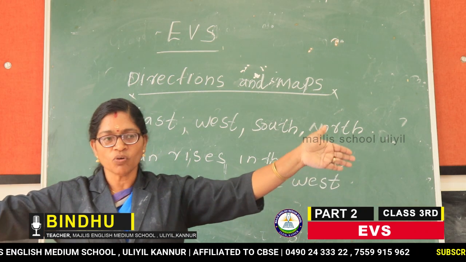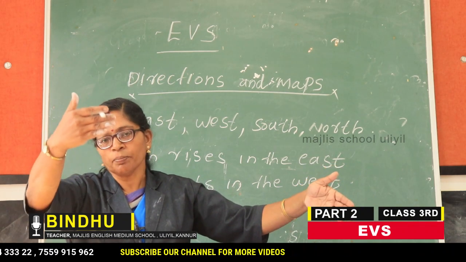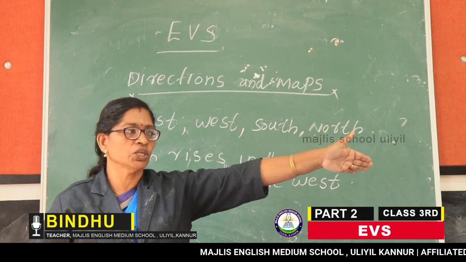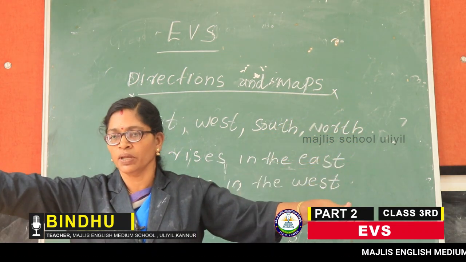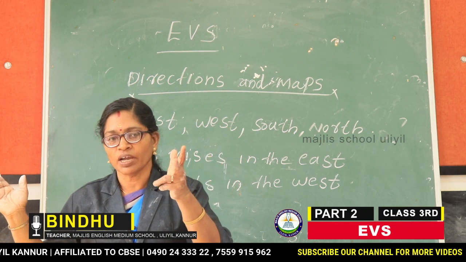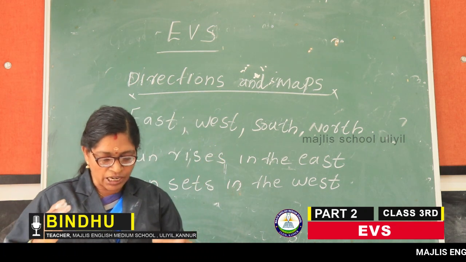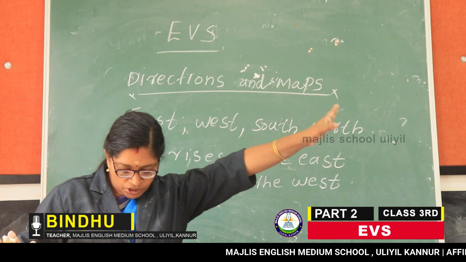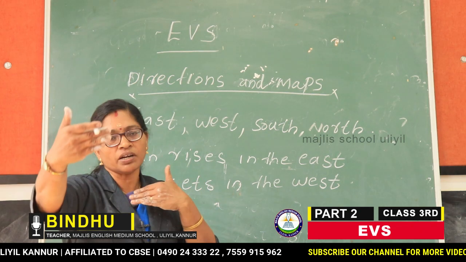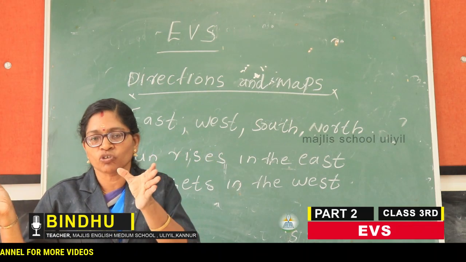Are you clear? When you face the rising sun like this, your front should be east and behind should be west. Your left hand should be north and your right hand should be south. So, are you clear about the directions? East, west, north and south. You already know that the sun rises in the east and sets in the west. Then you can easily understand the four directions.